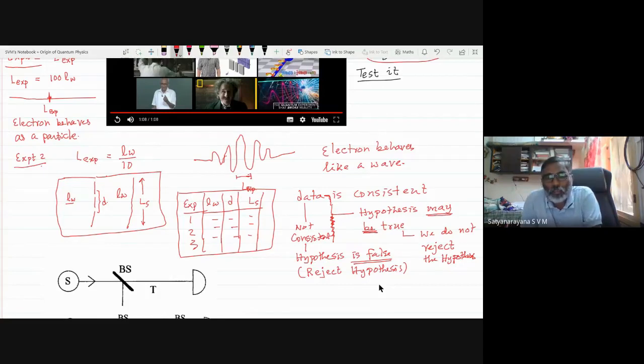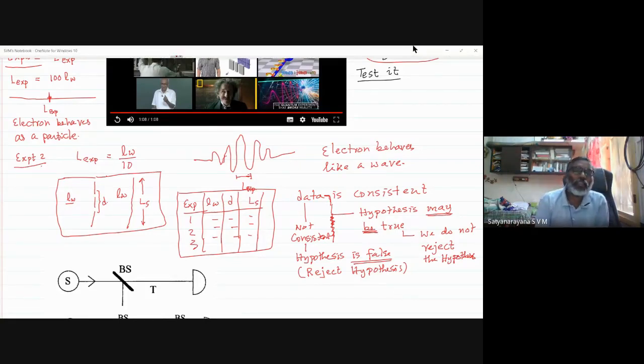And maybe tomorrow somebody else does an experiment, which is not published so far, and there we may have a situation which is not consistent with this hypothesis. Then at that time we have to reject it. So every hypothesis in science is to be either rejected or not rejected. Nothing is accepted. This is the nature of science. This is the nature of doing science.